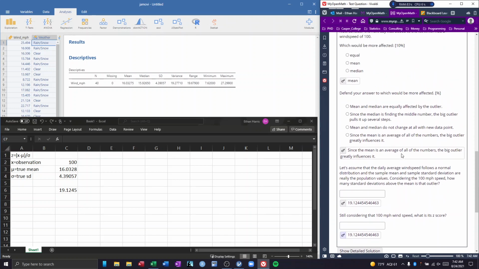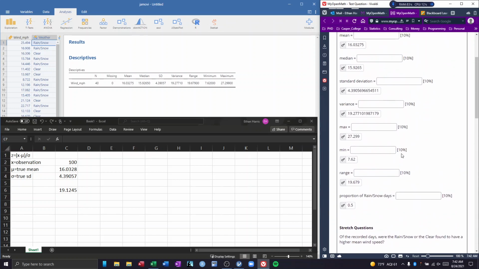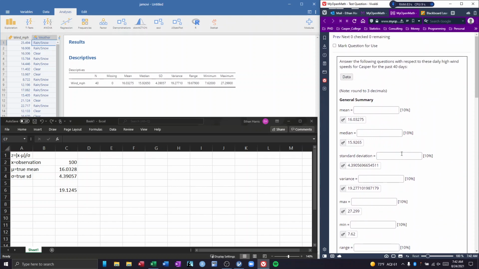Okay, so that is how we do some basic calculations and some basic utilization of Jamovi in order to get general summary statistics and how to do a basic z-score calculation. Best of luck to all of you in using these tools in your own problems, homework, and just calculating out descriptives.